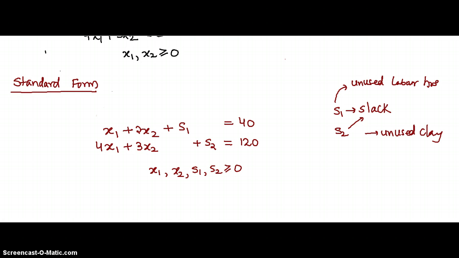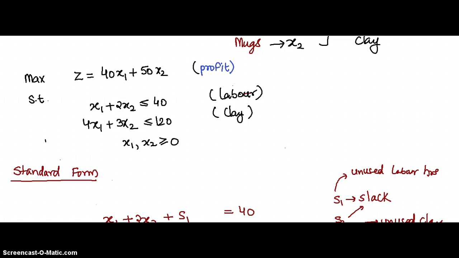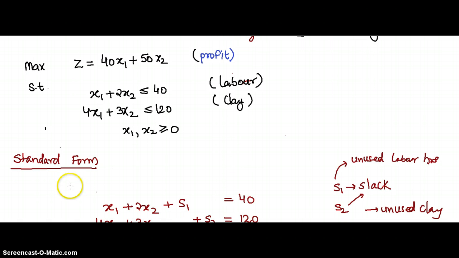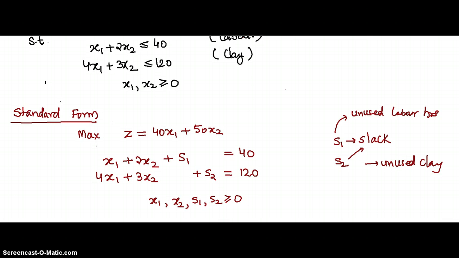Now in standard form we require the objective function to be of maximization type. In our problem it is already maximization. So we will write maximize Z equal to 40x1 plus 50x2. Now here we will write the slack variables also. The slack variables represent the unused resources, so they will give us 0 profit. So this will be added as 0s1 plus 0s2 in the objective function.